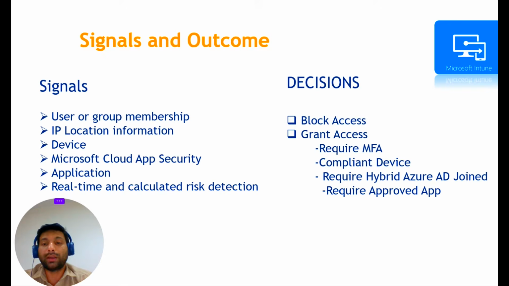For grant access, again, it can require multi-factor authentication. It can enforce that I can only grant access if you meet the multi-factor authentication or compliant device. The device should be compliant if I have to grant access to you. Or it should be a hybrid Azure AD joined device, or require an approved app. If it's an approved app, obviously I can grant access. If it's a compliant device, yeah, I can grant access. So these are the decisions which conditional access policy takes.